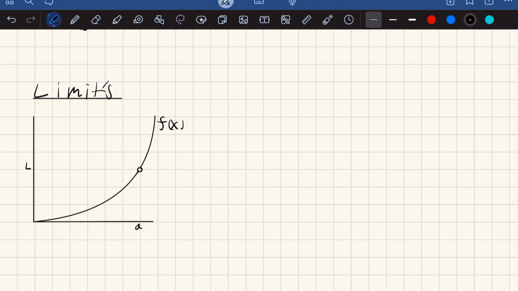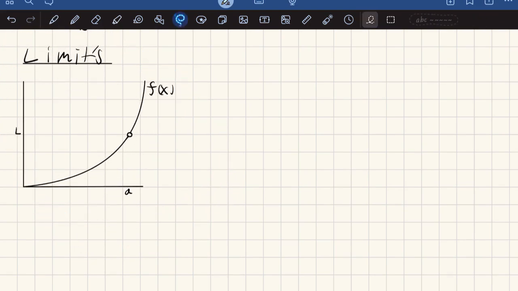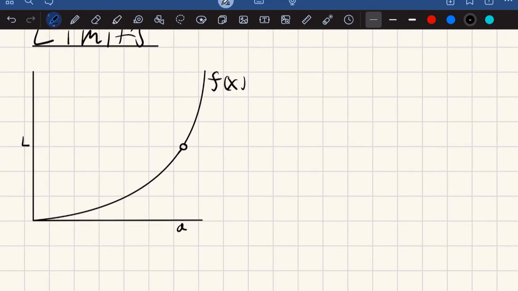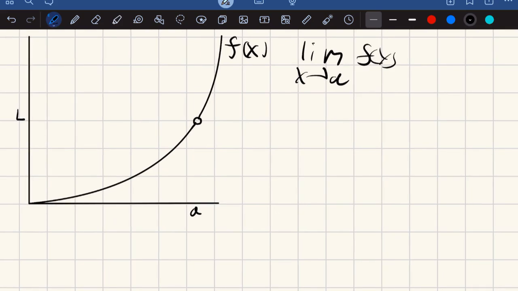We're first going to understand what a limit is graphically. So a limit basically tells you the value of a function as you approach some value of x. So for instance, in this example, let's say we're trying to find the limit of f of x as we approach a. So that would look like this in notation. And we could see as we get closer and closer to a from both left and right side, we get to L. So that would be our limit.